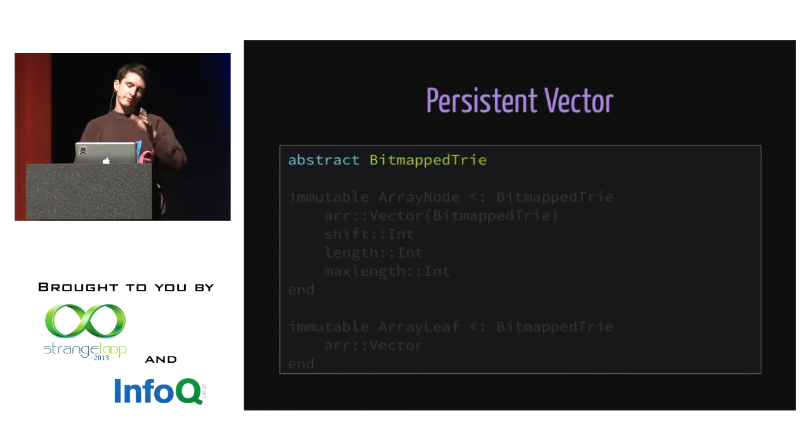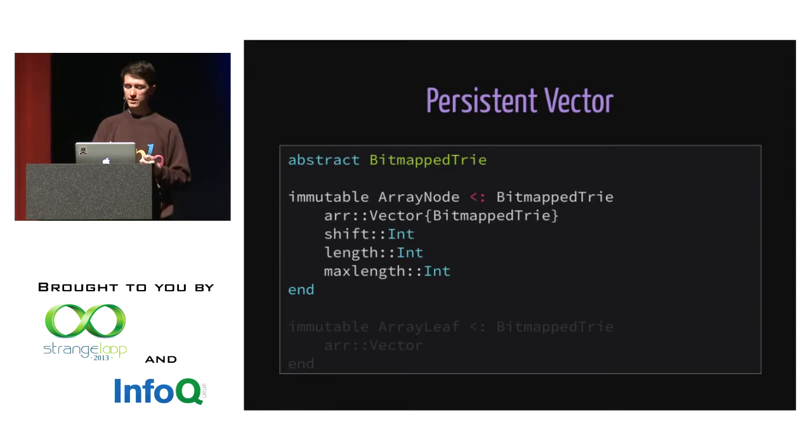First we can talk about the actual data representation. So we can look at some more Julia code. We're going to have an abstract bitmap trie, and then we're going to have an array node. And an array node has an internal array, which is a vector of bitmap tries. And it also has the shift value, which we'll talk about later. And then it has a length and a max length.